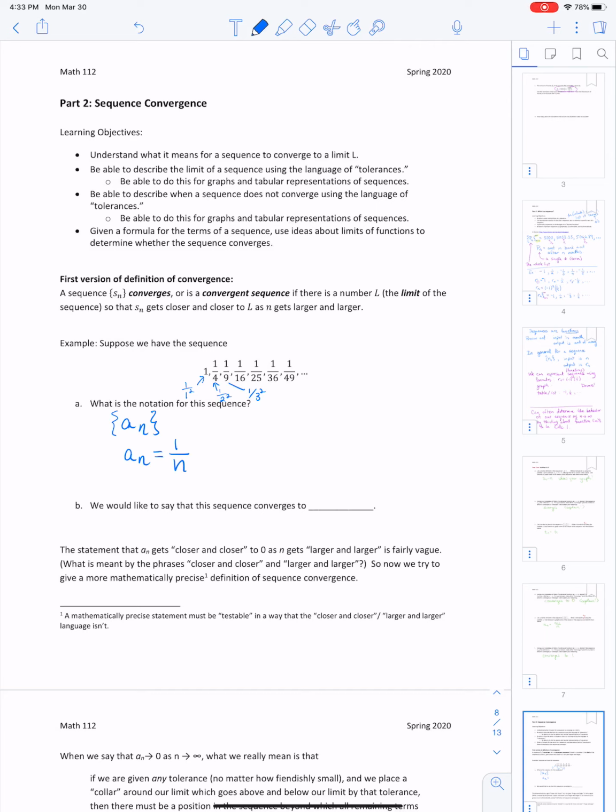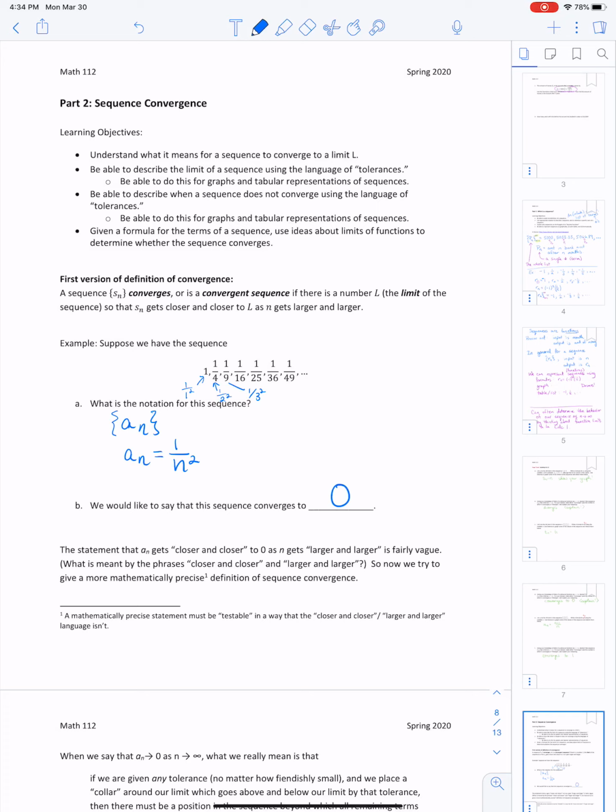1 over n squared. And if we look at these numbers, you can see that n squared is getting larger and larger as n gets larger. And so 1 over a larger and larger number is really approaching 0. So we would like to say that this sequence converges to 0. And so what I'd like to do is introduce tolerances to talk about this.